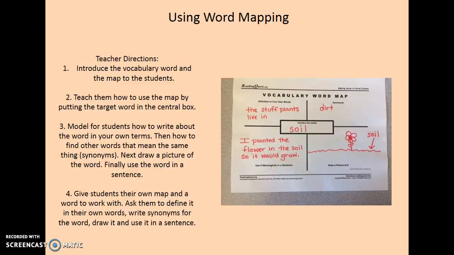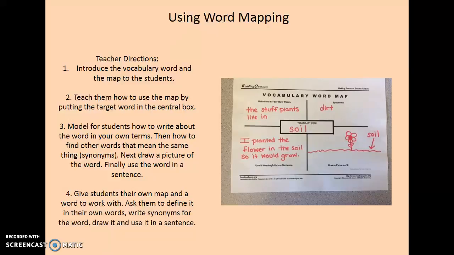When I first introduce word maps, I pick a vocabulary word. For our example, we'll use the word soil. I will give out leveled text so that students can read about and look at pictures of the topic that we're going to begin learning about. In this case, it would be plants and soil. I let them peruse those, they work with partners, they read them to me, and then we come back together as a group and I introduce the word map.